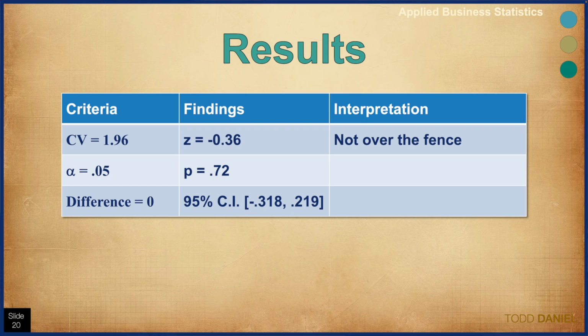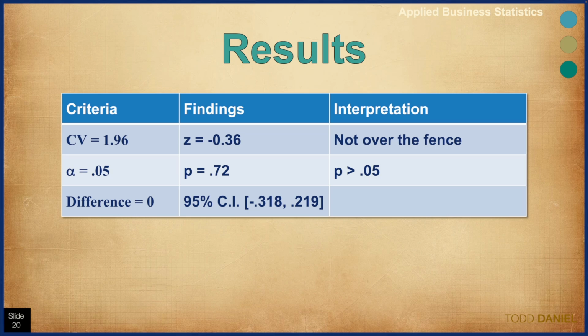Second, we can look at the p-value. The p-value for this test was 0.72. If you convert that to dollars and cents, it's like 72 cents. That is not even close to a nickel. It's way over. It's much larger than 0.05. So it's not the less than 0.05 that we were looking for.